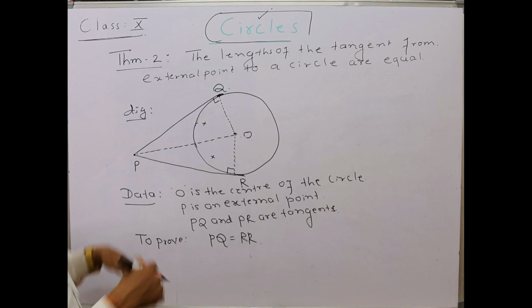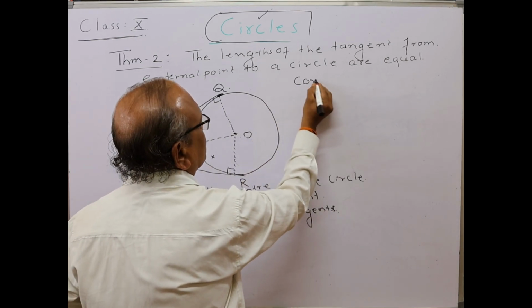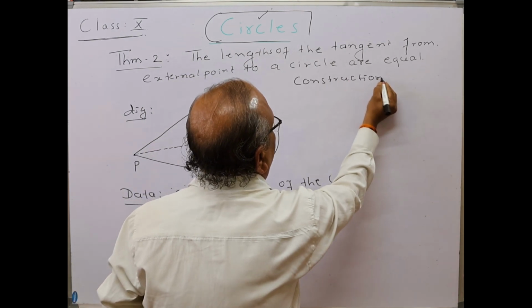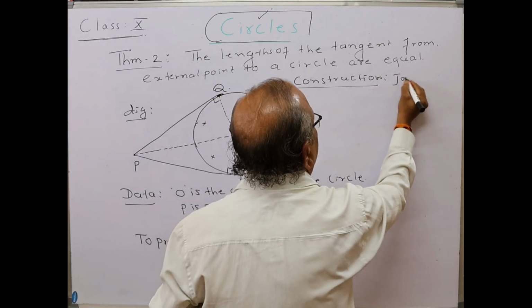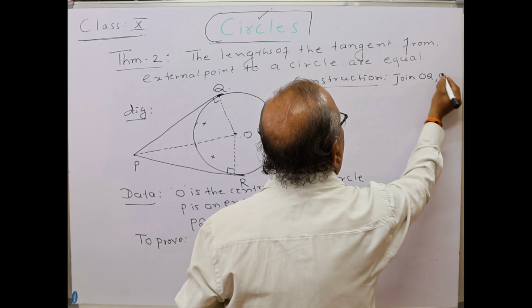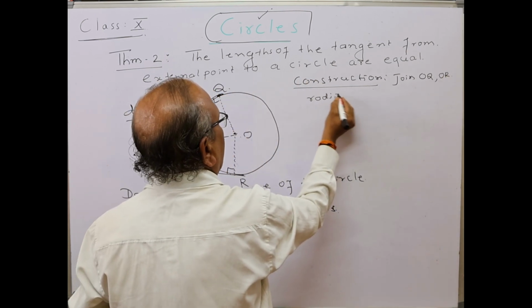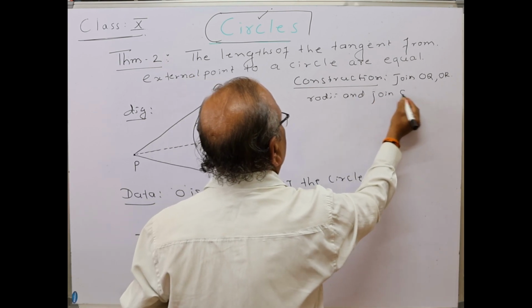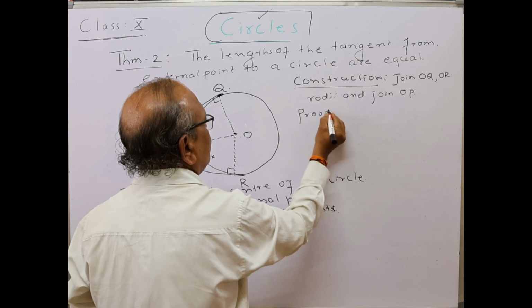That is my plan. Let us execute this plan in the form of the proof. Let us write the construction. What is the construction here? I hope you understood the plan. Join OQ, OR, radii, and join OP. Now the situation is ready for the proof.